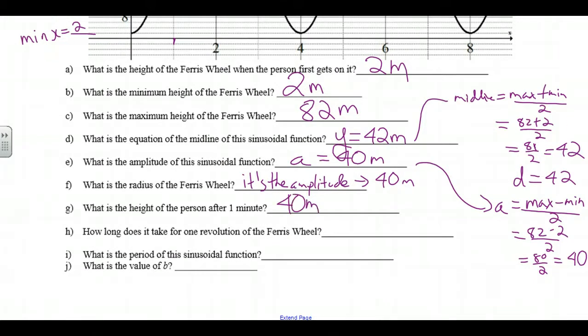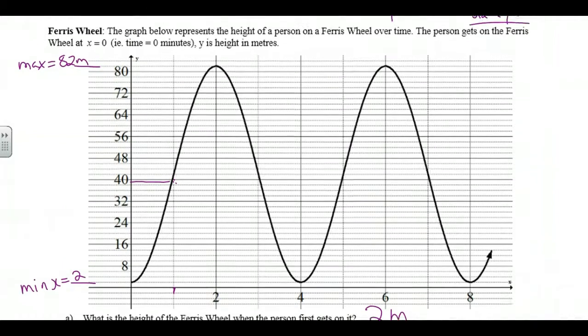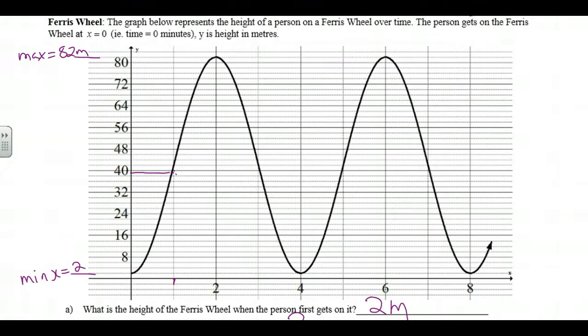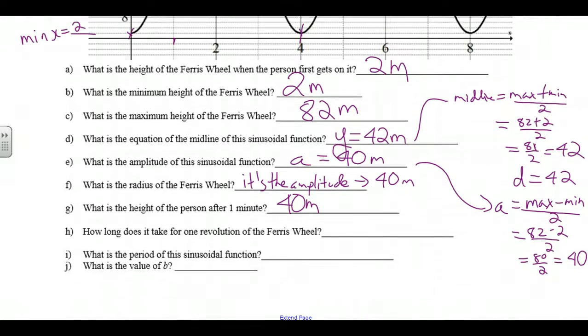How long does it take for 1 revolution of the Ferris wheel? Okay, 1 period, 4 minutes. So a period can be measured anywhere, right? In this case, it's from a minimum back to the minimum, 0 to 4. From a maximum back to the maximum, 2 to 6, which is 4. From when you first hit the midline going up to when you hit the midline going up again, 1, 2, 3, 4. We did that, right? 4 minutes.